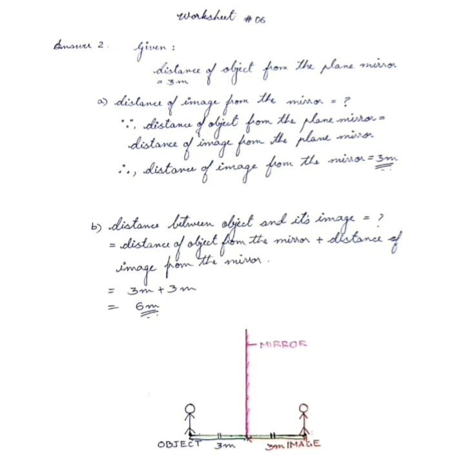So you know the characteristics of the image formed by a plane mirror, that the image is formed at the same distance from the mirror as is the object. So the image also will be 3 meters away from the mirror, and the total distance between the object and the image will be 3 meters plus 3 meters, it will be 6 meters.